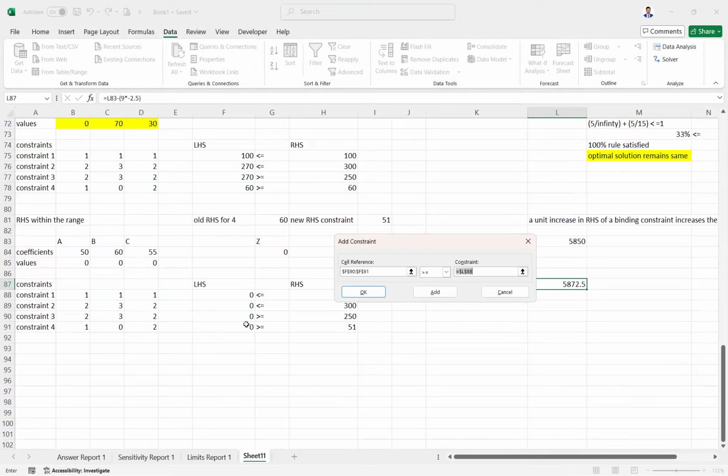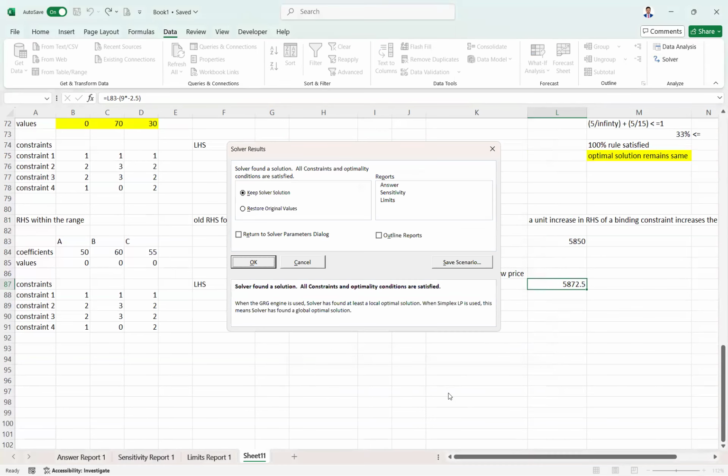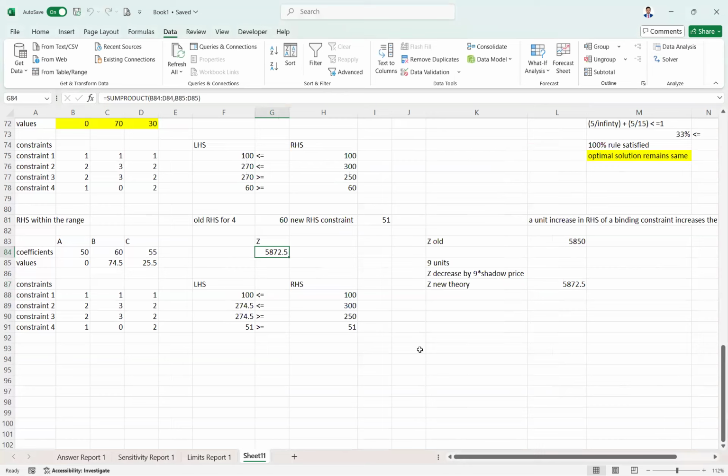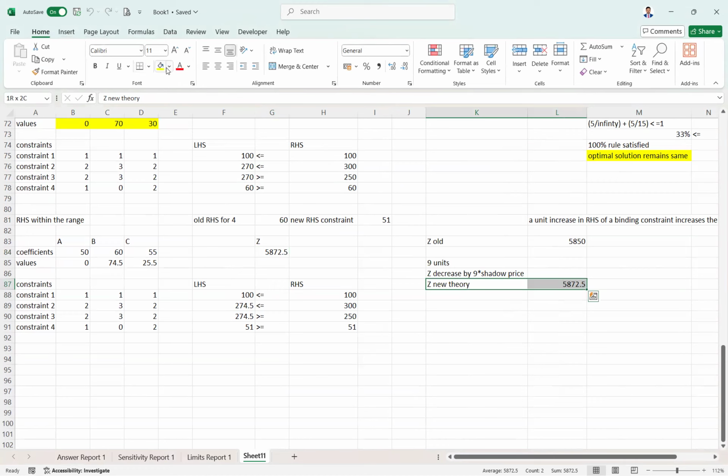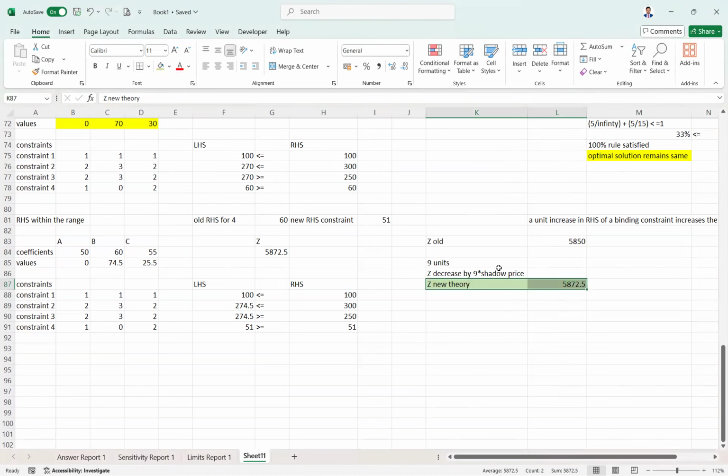Here it is greater than or equal to those values, add, cancel, simplex, solve. It is solved: 5872.5. Correct. So our theory is correct in the first part. So we have done the first part. Now let us see what we did here. We have reduced it by 9 units.